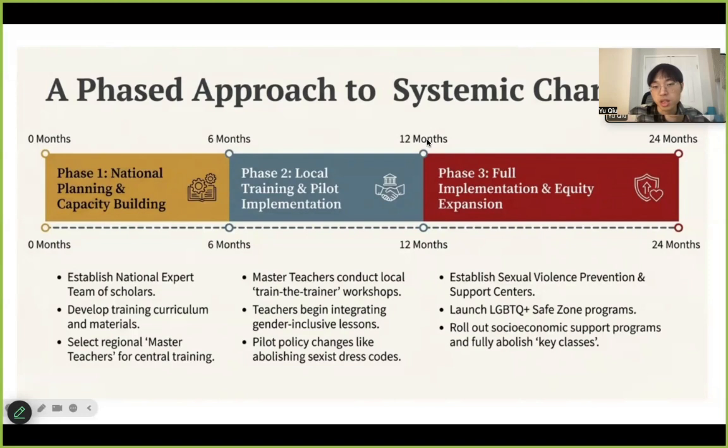And then we'll move to phase 3, which is after 12 months. Full implementation and equity expansion: establish sexual violence prevention and support centers in cities and in schools, and launch LGBTQ plus safe zone programs, roll out socioeconomic support programs, and fully abolish key classes to attain more equitable education.